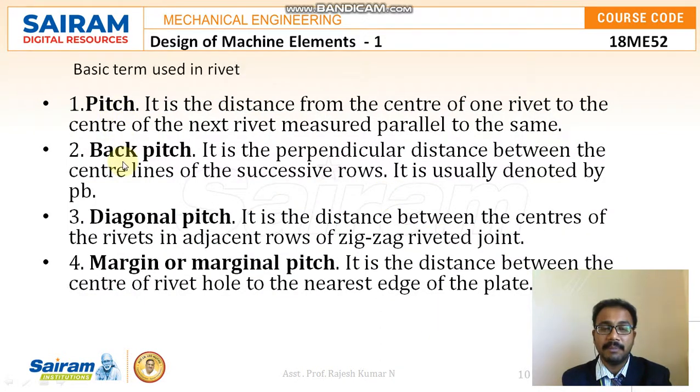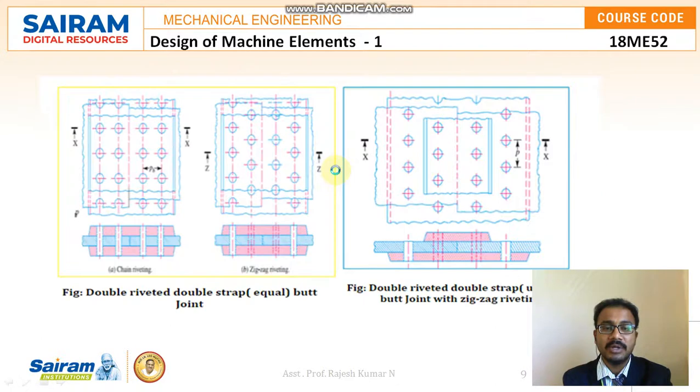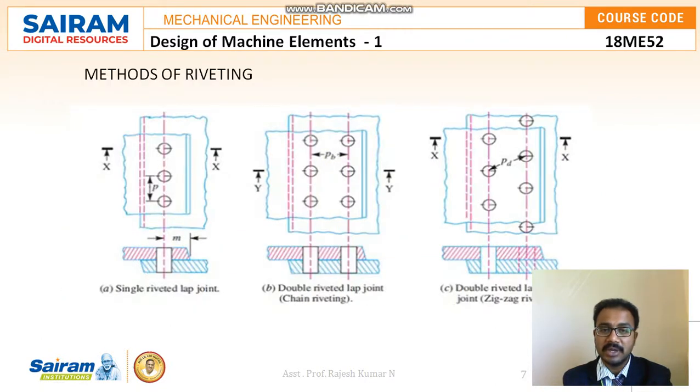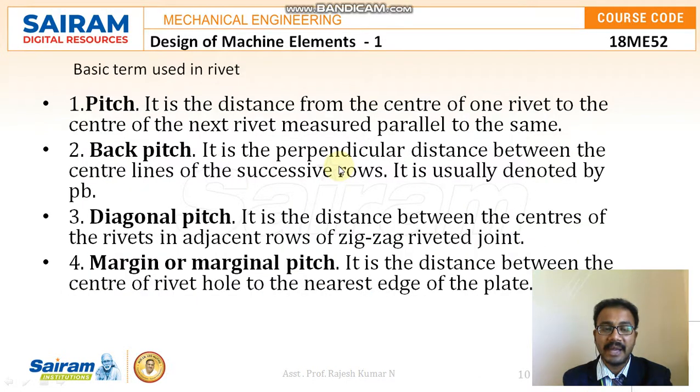Then what do you mean by back pitch? It is the perpendicular distance between the center lines of the successive rows. It is usually denoted by PB. So here what is PB? Anybody can say looking at the sketch. You can see it is the distance between two rivet lines. That is PB, and it is denoted as PB, back pitch.